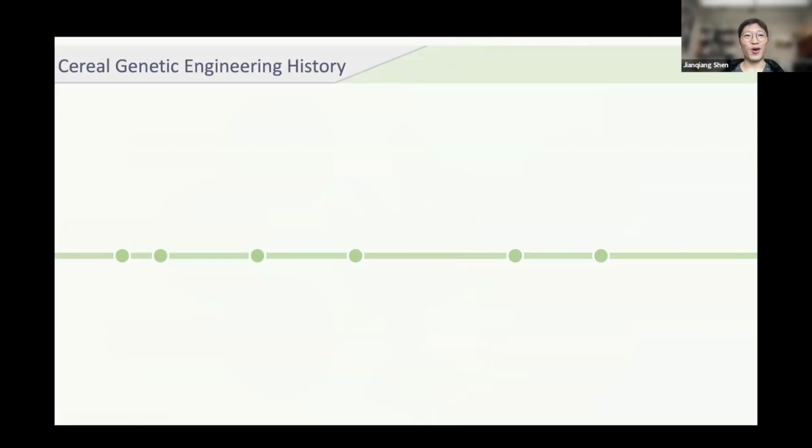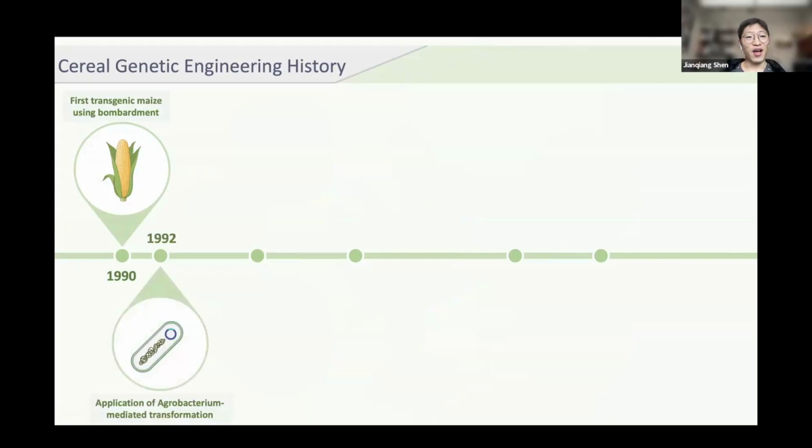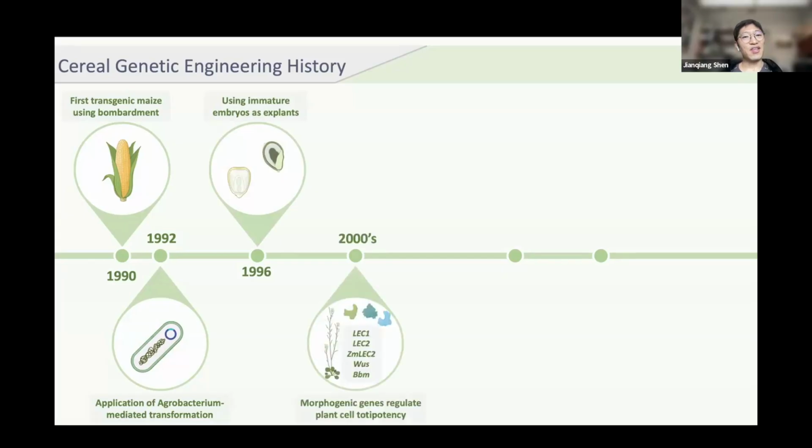Let's walk through the whole picture of cereal genetic engineering. I think it's about 35 years ago, Peggy and her colleagues developed the first maize transformation using bombardment. Then 2 years later, Mary Dell Chilton developed the Agrobacterium-mediated transformation, also in the last century. Then people working on cereal transformation found that the embryo might be a great explant for transformation. But since then, there was no big progress in transformation until about 2000.